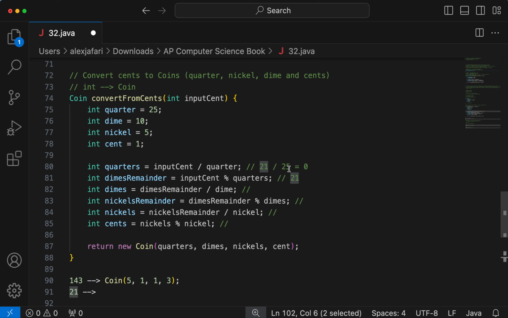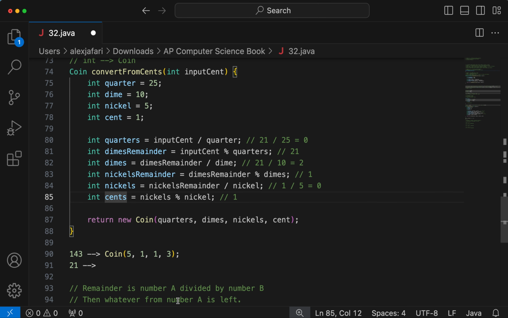So the remainder is going to be 21, and then 21 divided by 10, it's going to be 2, right? Yeah. What's the remainder of this? 1, exactly, because 2 times 10 is 20, and 1 is left. And then what's 1 divided by 5? 0. What's the remainder of this? 1. Exactly, excellent. So it's going to be 2 dimes and 1 cent. Oh, it works. Perfect, I'm glad.